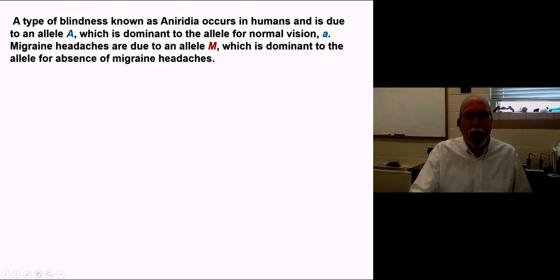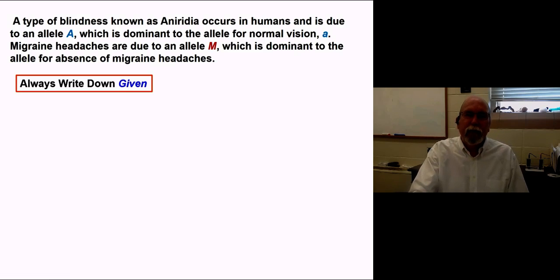So what can I extract? Remember, we always want to take the given information. So what's given here? Well, there's quite a bit. It says that aniridia occurs in humans, and it's an allele A. They want you to know allele A is dominant, right? So we can write that down: big A is dominant over little a. And big A is associated with the absence of an iris or a malformed iris, which causes blindness, and it's aniridia, a genetic problem. Having normal vision is little a, it's recessive, okay?